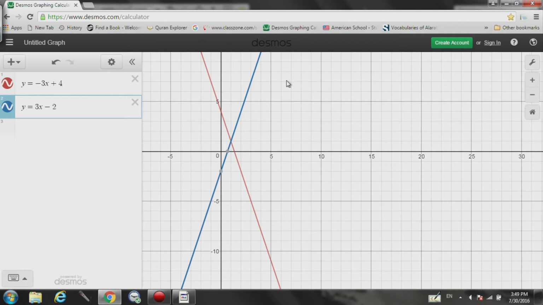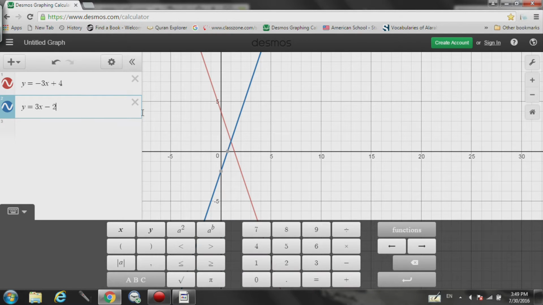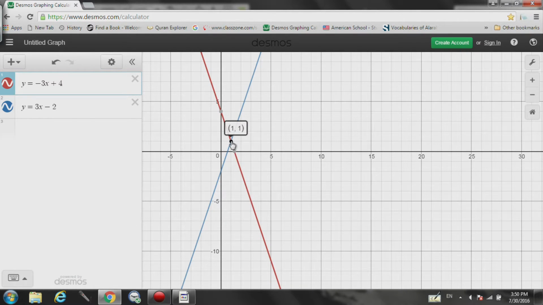Look at the blue line over here. All these points on the line will satisfy this equation, and all the points on the red line will satisfy this equation. But this point right here, (1, 1), is common to both of them. This will be the only point that satisfies both the red equation and the blue equation, the red line and the blue line, correct?